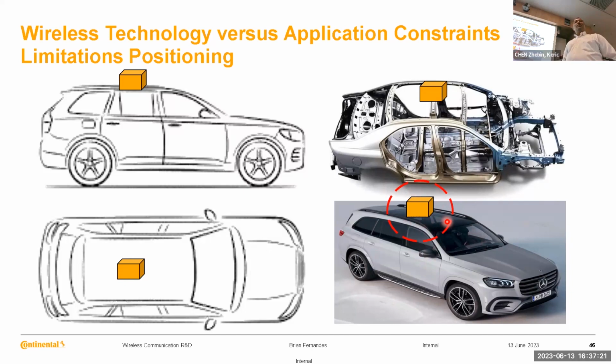So we have a lot of constraints just in terms of where we can position our transceivers when talking to our OEMs. So it's really important to understand what the body type is, what's the vehicle aesthetics that they want to present, and things like this.